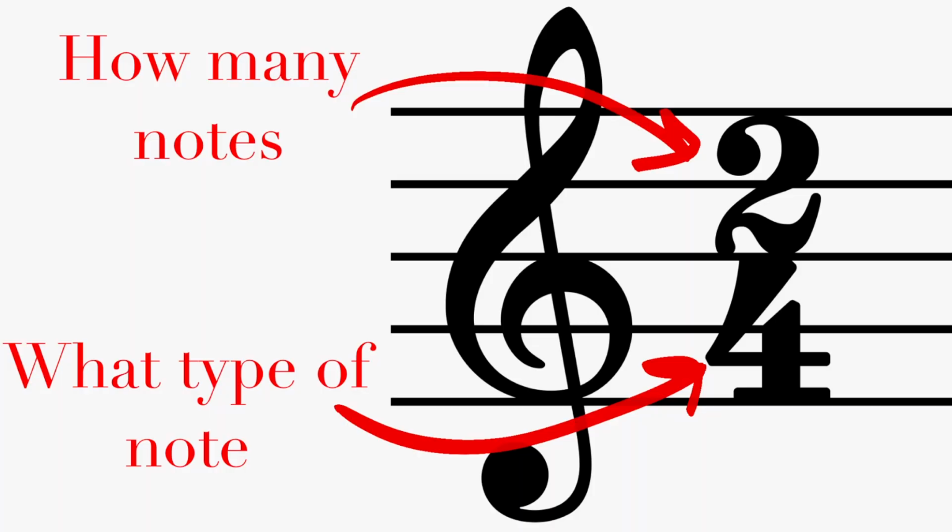If you just remember that the top tells you how many notes in a bar, the bottom tells you what type of note, you can usually get a good sense of it. Unless you're getting into really complex time signatures, but I feel like if you're at that point, you're probably not watching this video. I hope that makes sense.